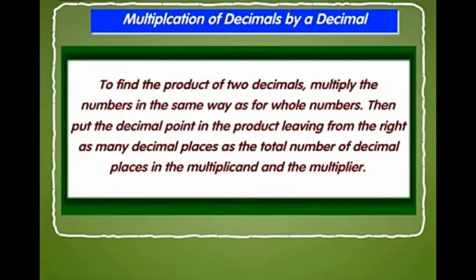Next, let us discuss multiplication of a decimal number by a decimal number. To find the product of two decimals, multiply the numbers in the same way as for whole numbers. Then, put the decimal point in the product, leaving from the right as many decimal places as the total number of decimal places in the multiplicand and the multiplier.